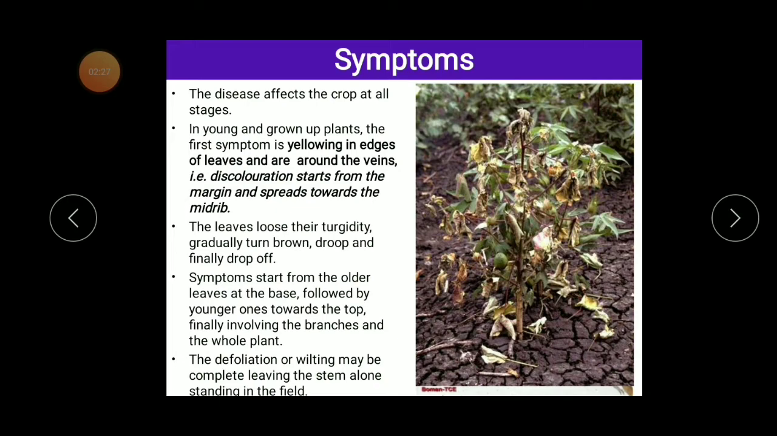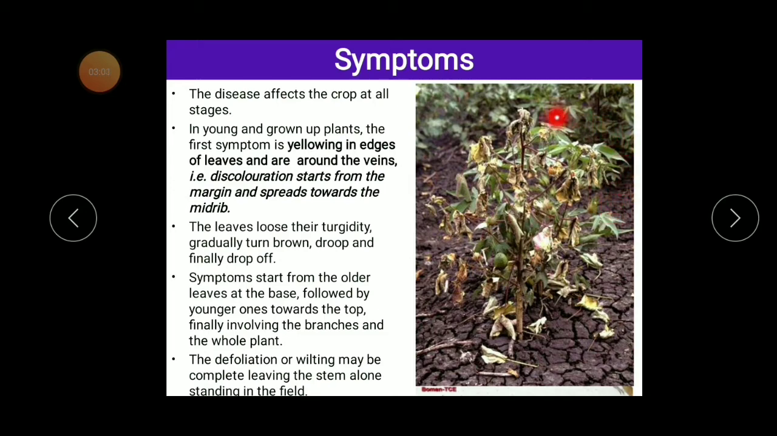The taproot is usually stunted with less abundant laterals, and browning or blackening of vascular tissue is the other important symptom. Streaks or strips may be seen extending upwards to the branches and downwards to the lateral roots. In severe cases, discoloration may extend throughout the plant, starting from the roots extending to the stem, leaves, and even to the bolls. You can see this in this image.